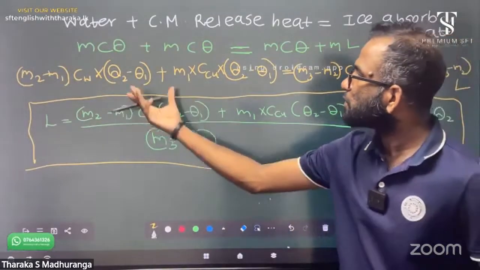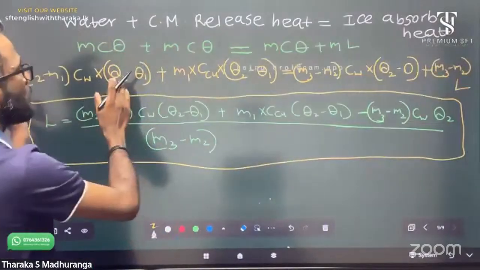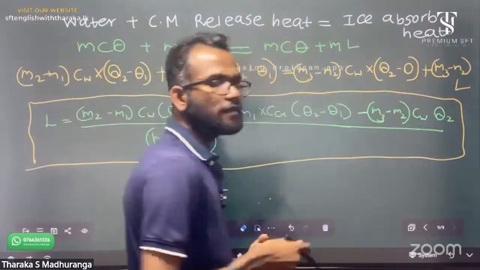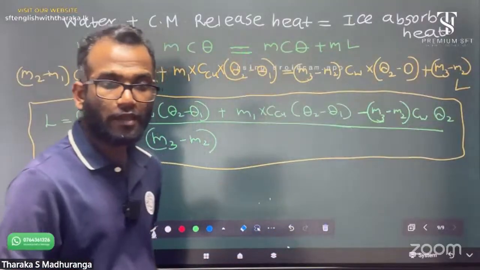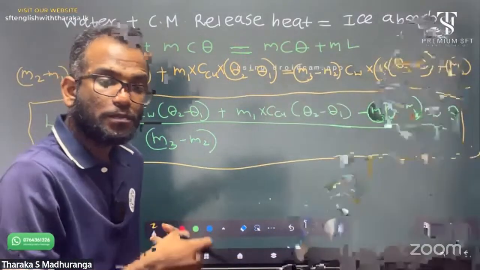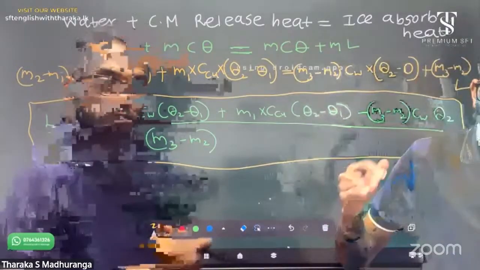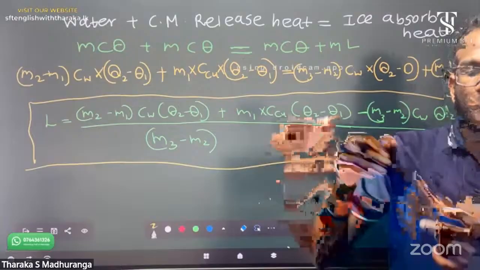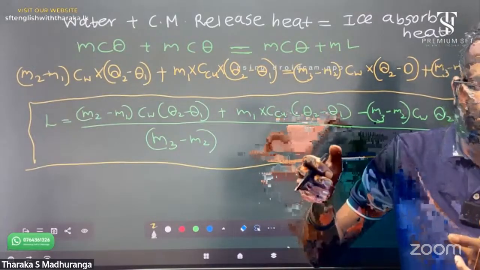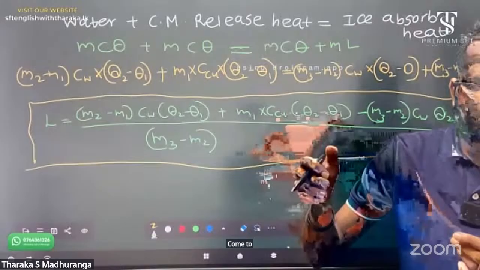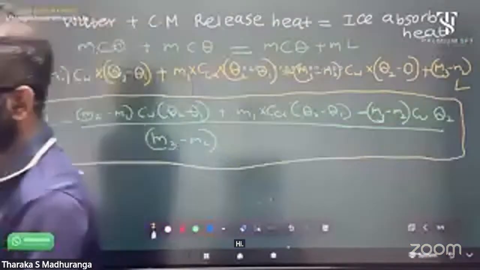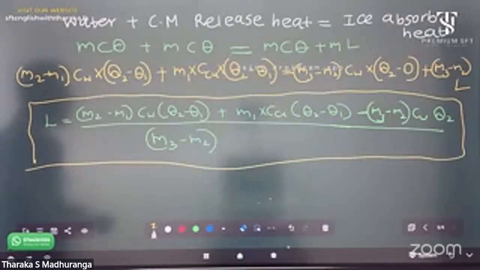The water absorbed heat plus the calorimeter absorbed heat equals the ice absorbed heat. Ice absorbed heat is ml plus mc theta. ml is for melting. The melted water is at 0 Celsius, and this 0 Celsius water comes to theta 2 Celsius. Then it is mc theta. Okay, clear Dihini?